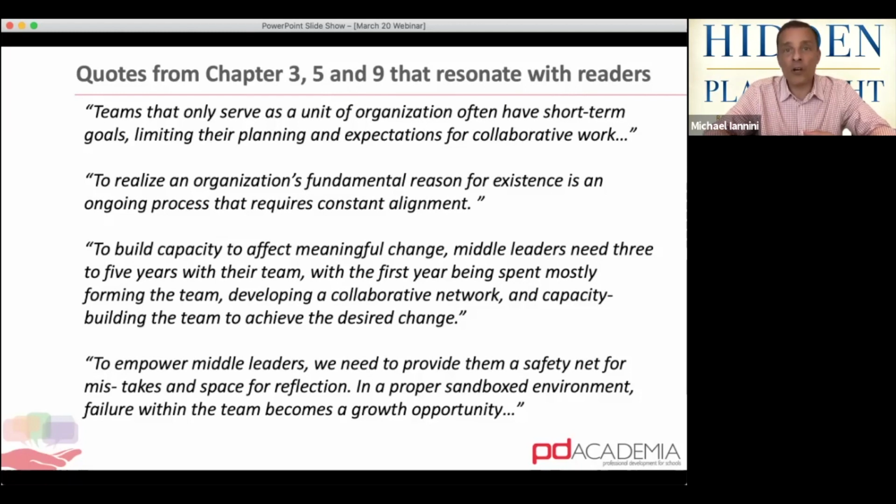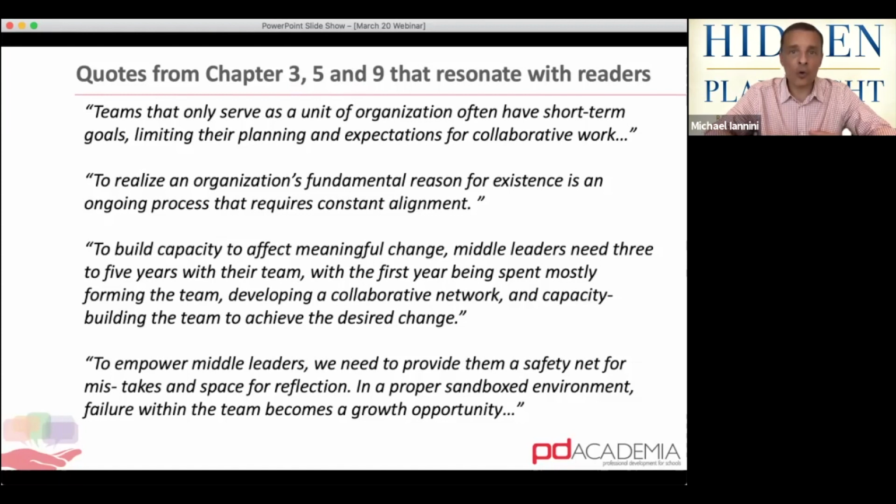Now, I'm going to get more into that in my third webinar about how to set goals. But this is very important to remember if you're going to empower middle leaders, because middle leaders that are just expected to supervise don't really need empowerment. They just need clarity in terms of what the team needs to do.